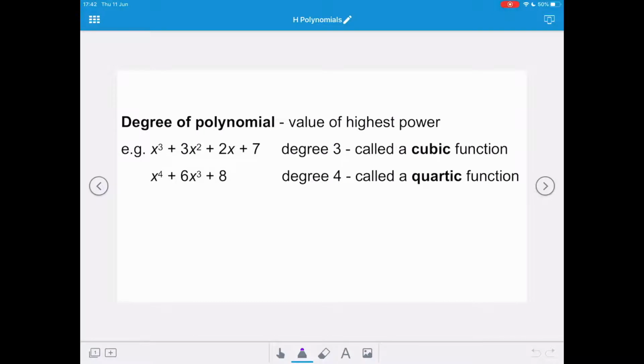The degree of a polynomial is the value of the highest power. So in x cubed plus 3x squared plus 2x plus 7, we have a degree 3 polynomial, which is also called a cubic function. If we have x to the power of 4 plus 6x cubed plus 8, we have a degree 4 polynomial, and that's also known as a quartic function. And we've already been introduced to a degree 2 polynomial, that's a quadratic, and a degree 1 polynomial, which is a linear function.